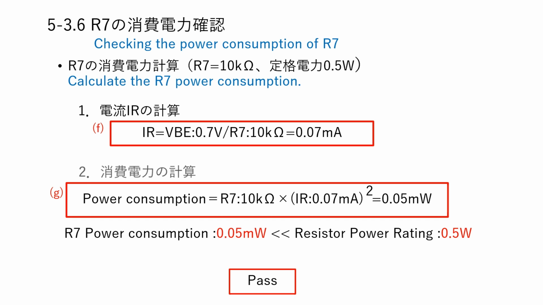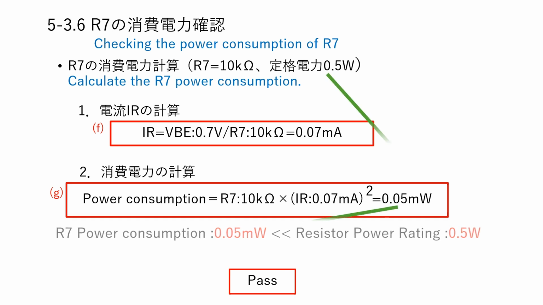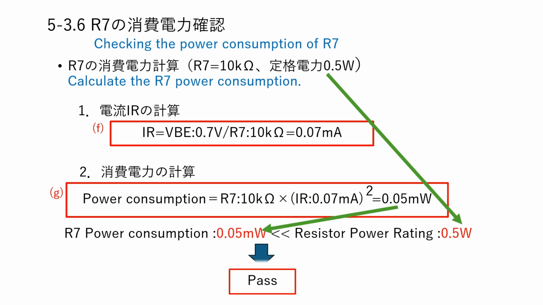2. Calculate the R7 power consumption. Calculate the power consumption of R7 using the red frame equation G. R7 equals 0.05 milliwatt. It was confirmed that the power consumption of resistor R7 was less than the power rating.